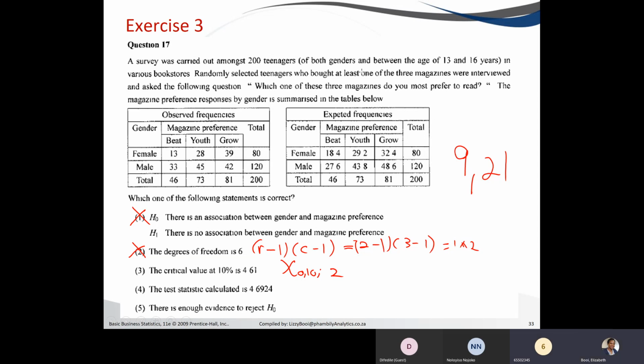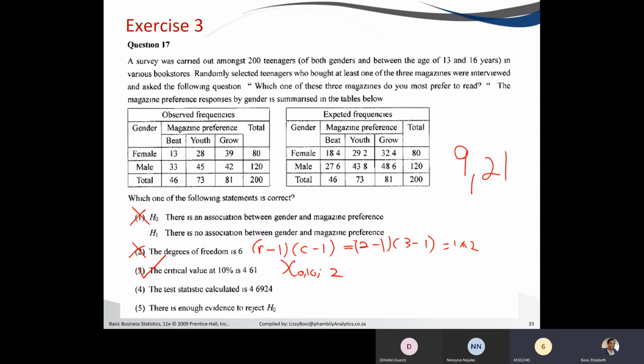Did you go to the chi-square 0.1, which is 0.100? Don't go to where it says 0.1, because 0.1 is 1%. You must go to 0.1, 10%. 10 divided by 100 is 0.1. So you just go to where it says 0.1 and 2. What is the critical value there? It's 4.61, yeah. And that would have been the correct one.